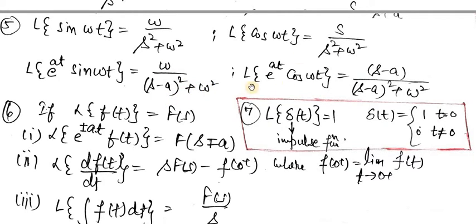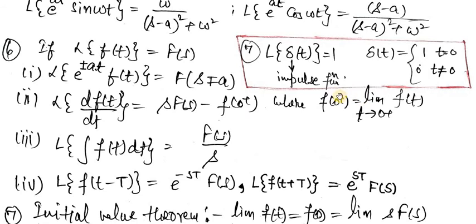Similarly, when you are talking about e raised to the power at cos omega t, its Laplace transform will be shifting in s. Here there was a shifting in s, and the result is s minus a upon s minus a whole square plus omega square. Okay. Now in the very same fashion, if we were having e raised to the power minus at sin omega t, then its Laplace transform would be omega upon s plus a whole square plus omega square, and if it was e raised to the power minus at cos omega t, its Laplace transform would be s plus a upon s plus a whole square plus omega square. Hope that is clear.